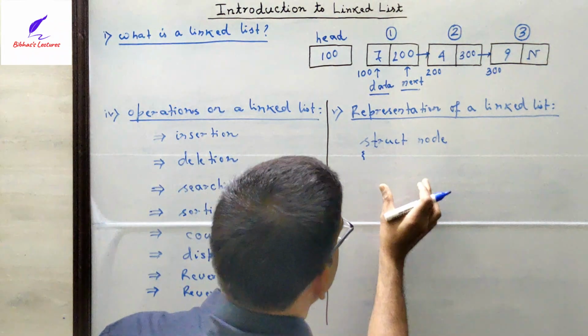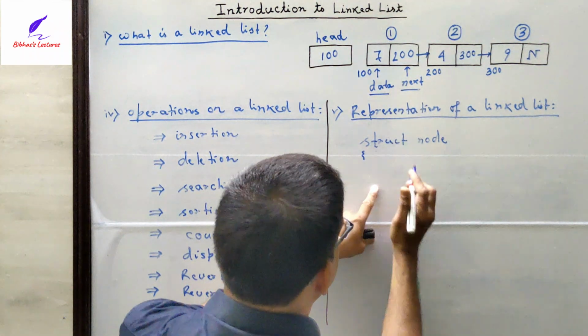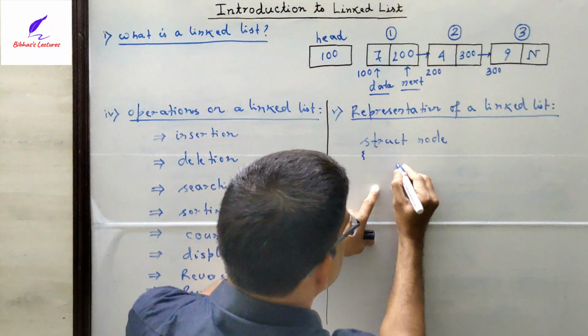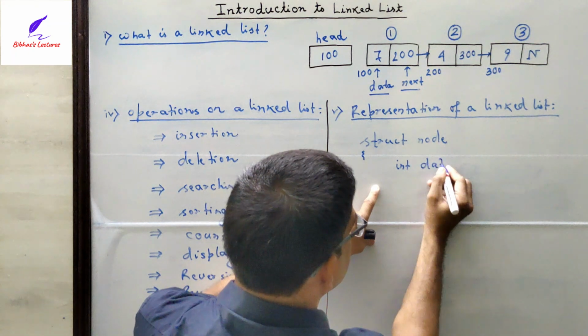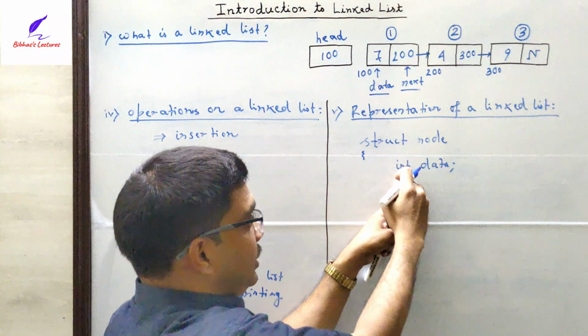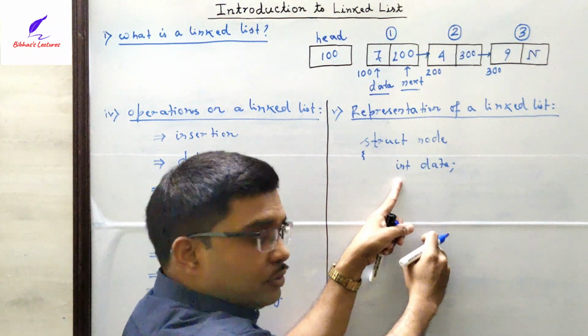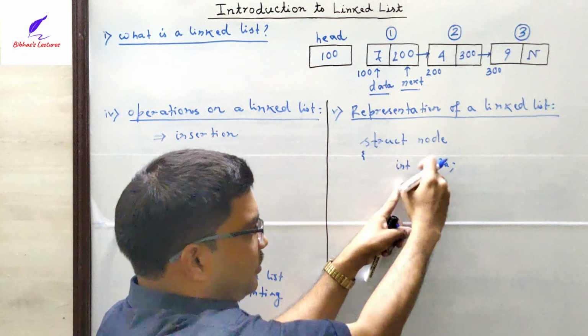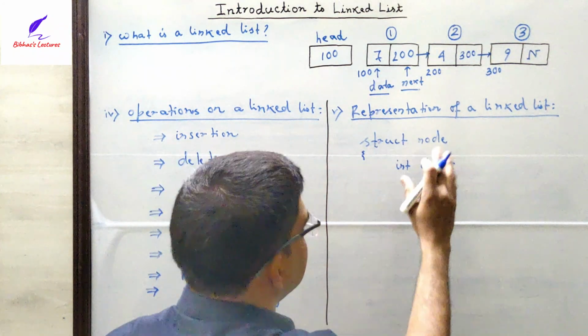So two members will be there. First is a data member. Here I have mentioned the data type as integer, so it will be int data. Now if you want to store a character value, you can declare this data part as char data, or if you want to store a float value, then you can mention it as float data, like that. So it is up to you.